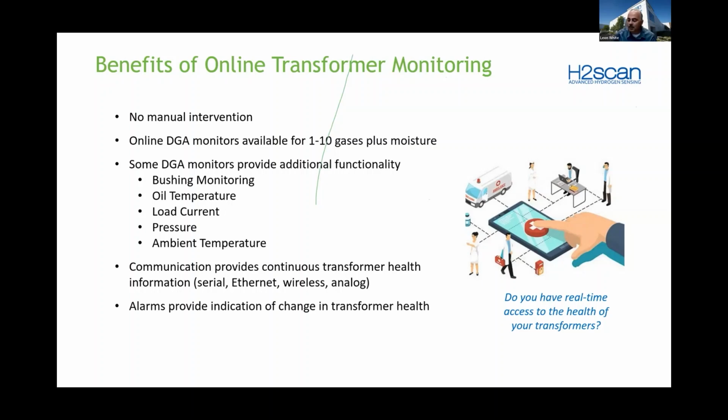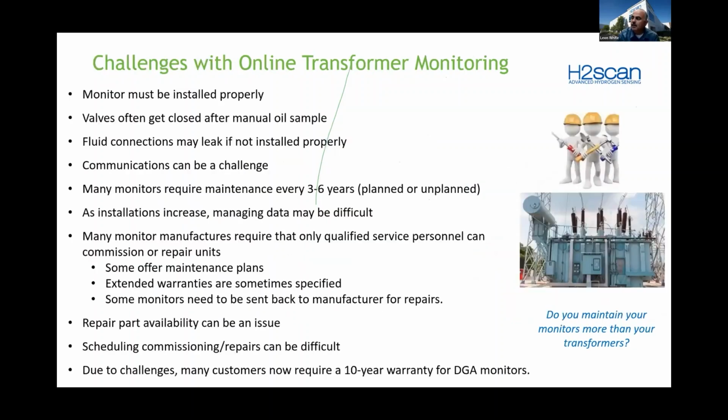And so it's very important that you have a plan, and we'll get into the things you need to ensure happen to make sure that you have a good experience with your online monitoring. So as with any technology, there are some challenges, and these are things you want to make sure are done correctly to ensure that you get the most out of your monitoring system.